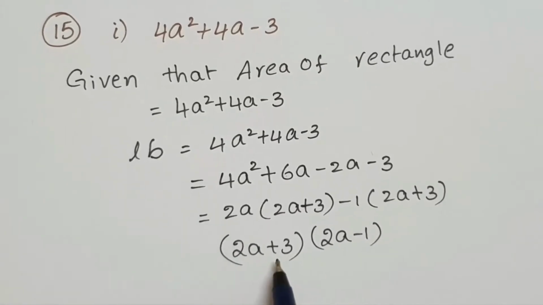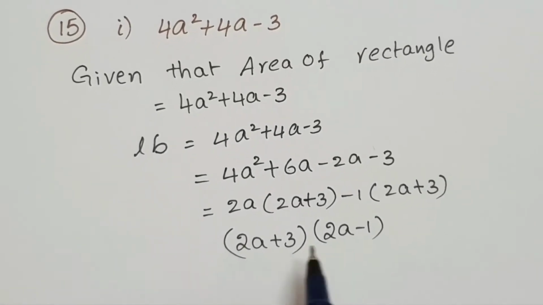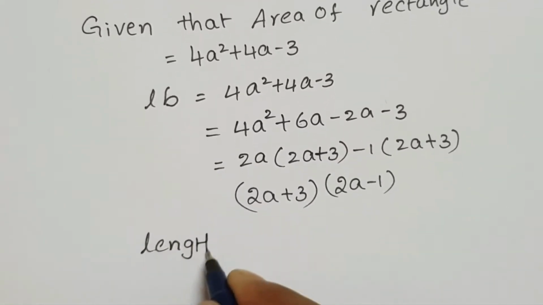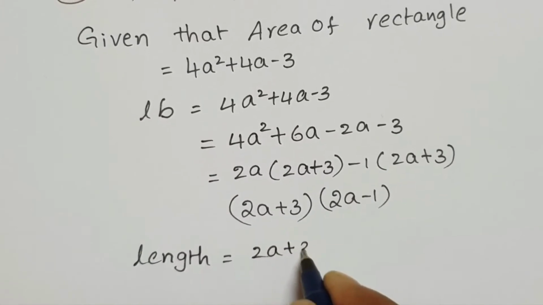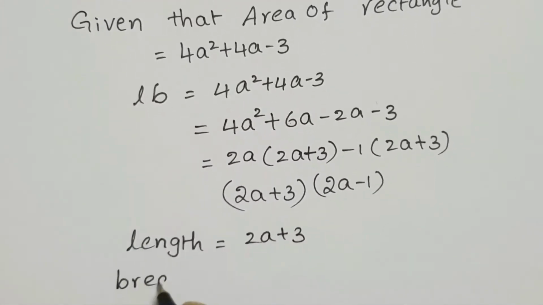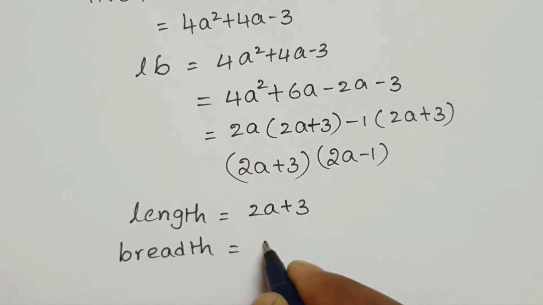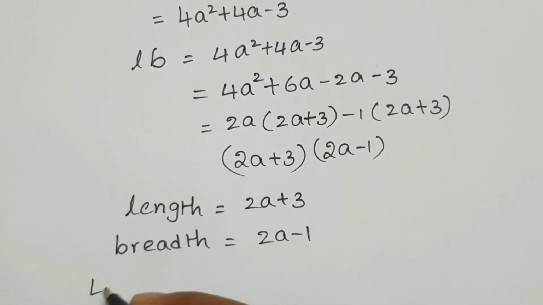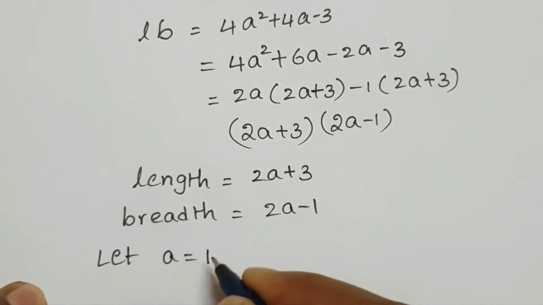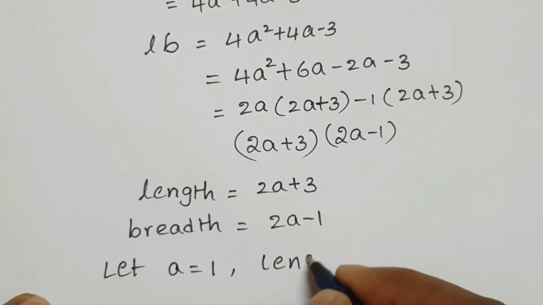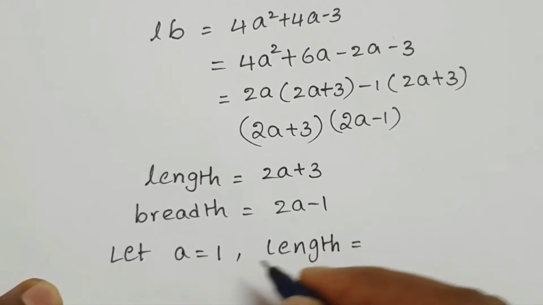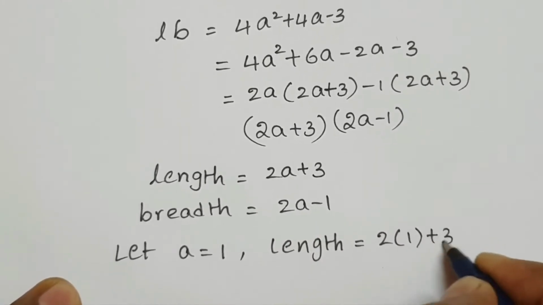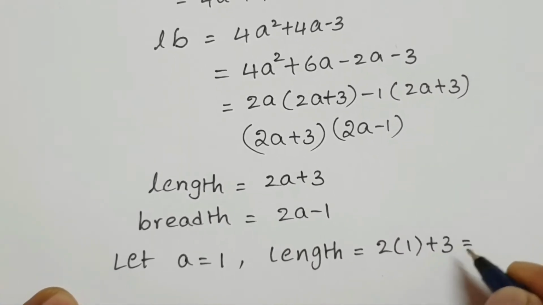L into B means length into breadth. Take any one as length and the other as breadth. Now take length equal to 2a plus 3 and breadth equal to 2a minus 1. These are the length and breadth. For example, let a equal to 1. Then length equals, put a as 1: 2 into 1 plus 3, 2 ones are 2, 2 plus 3 is 5.